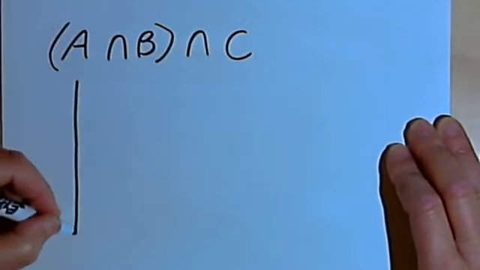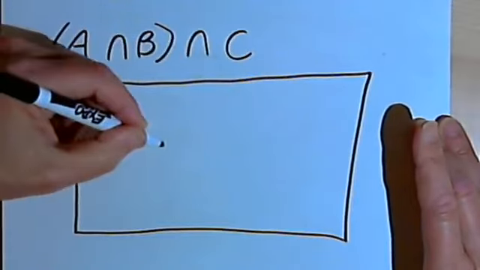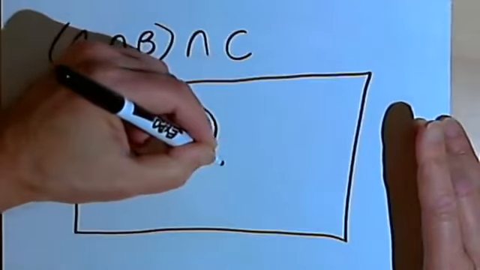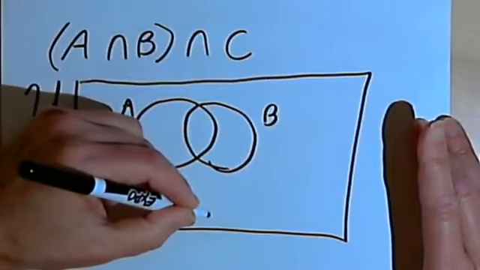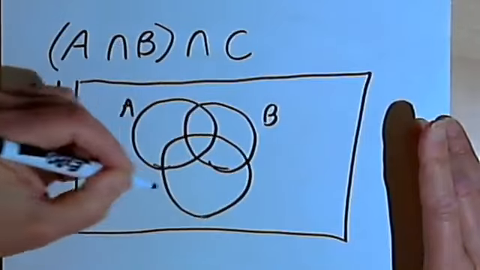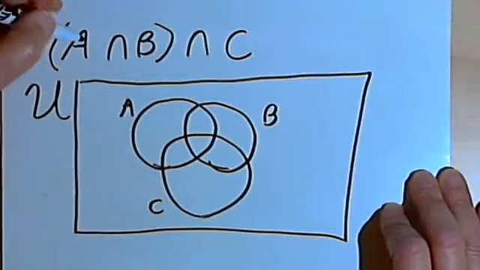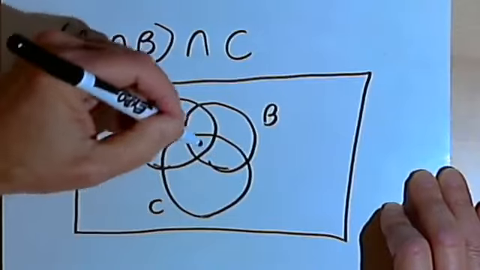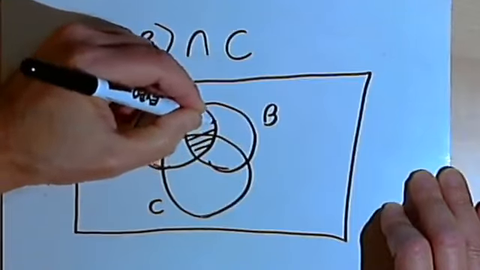So I'm going to draw a rectangle for the universal set, and then I'll draw three circles. I'll have a circle for set A. I'll overlap that with a circle for set B, and I'll have another circle that overlaps both of them for set C. The first thing I'm looking for is the part in parentheses, the intersection of sets A and B. Well, the intersection of sets A and B is going to be the place where A and B overlap. So I'm going to shade that in.